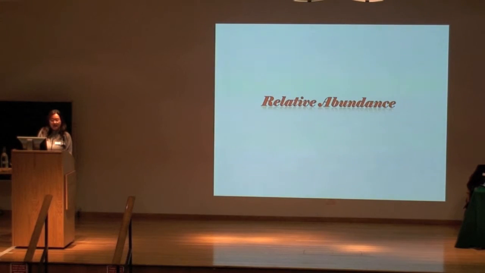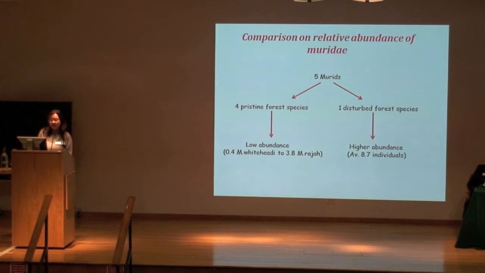How many animals are there in each population? And I divide my work into rats and squirrels. Let's look at the rats, the murids. There are 5 rats caught. I divide them into 4 pristine forest species and 1 disturbed forest species.